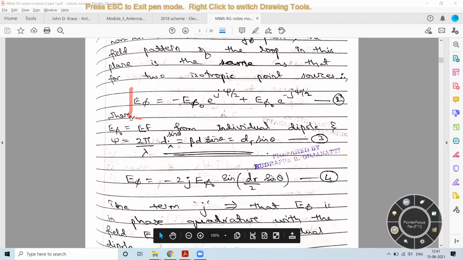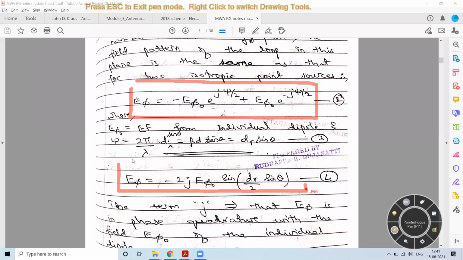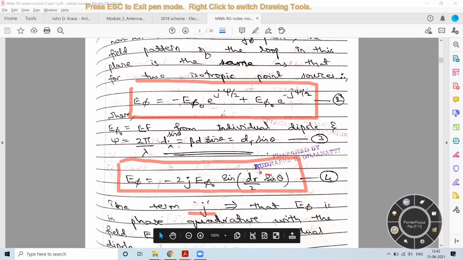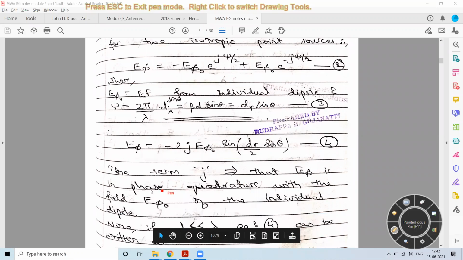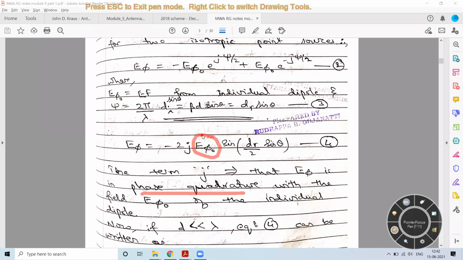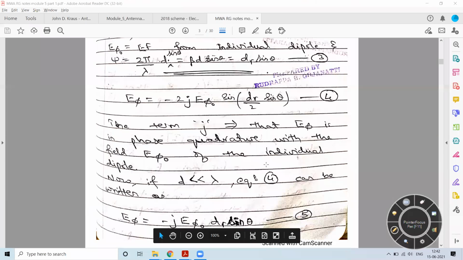After you simplify this equation, we will be having the total field, which will be represented by equation 4, which is E phi equal to minus 2j times E phi naught sine psi by 2, where psi is equal to dr sine theta, so it will be dr sine theta by 2. Now what is j implying? It is implying that the total field is in phase quadrature with respect to the electric field due to the individual dipoles.